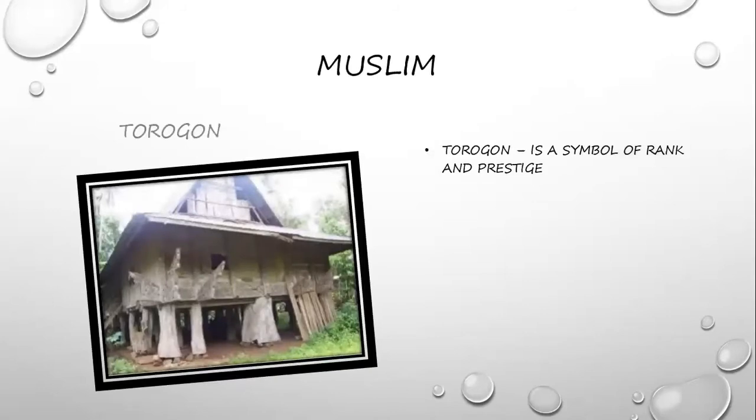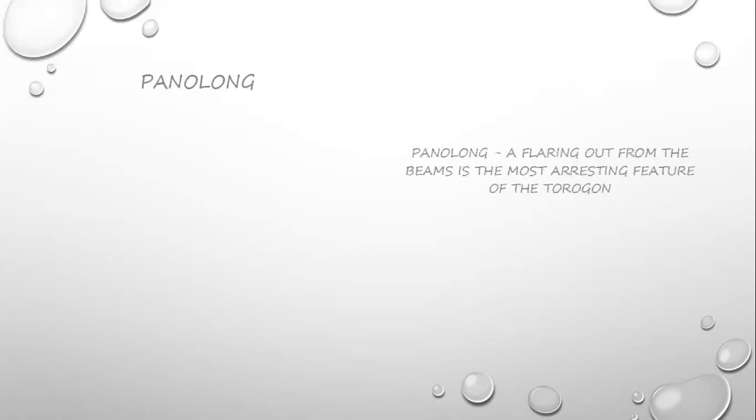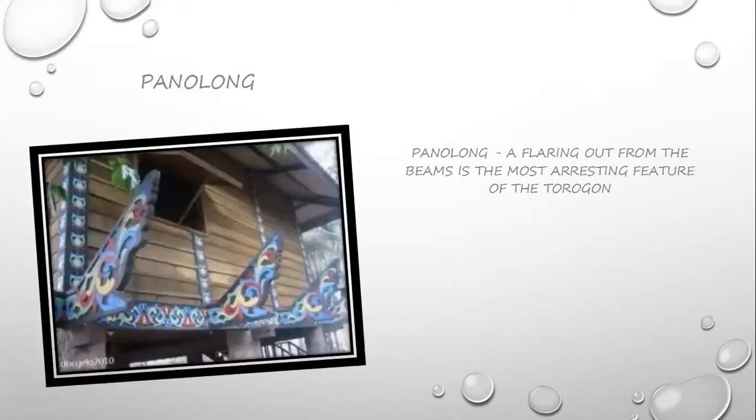Let's talk about the Muslim torogan. The torogan in Muslim culture is a symbol of rank and prestige. The photo represents the panolong. Panolong means a flaring out from the beams, the most arresting feature of the torogan.